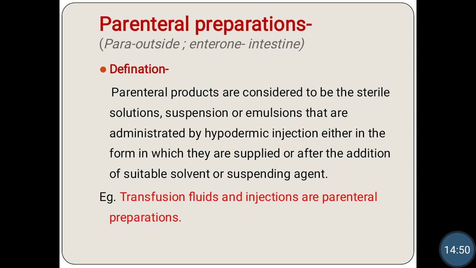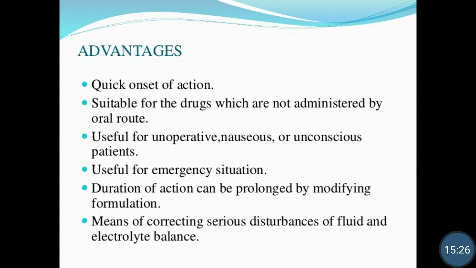So these are the blood or blood products which are given in the systemic circulation by intravenous route. Different blood components like packed RBCs, platelets, or isotonic fluids are transfused or administered in the blood circulation by the intravenous route, so they should be sterile, and they come in the category of parenteral preparations. Okay. The next one is the different advantages of parenteral preparations.